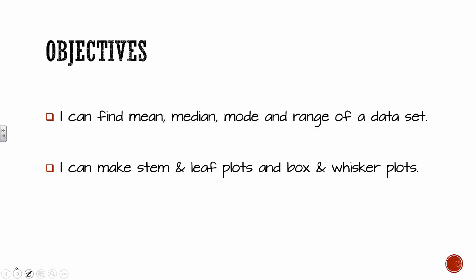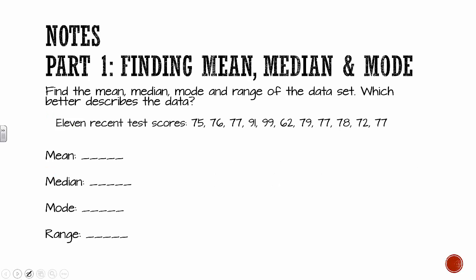You have 2 objectives for this lesson. You need to be able to find the mean, median, mode, and range of a data set. And then you need to be able to make stem and leaf plots and box and whisker plots. We're just going to be talking about the stem and leaf and box and whisker plots in these notes, and then in class we'll actually be making them based on data that we gather.